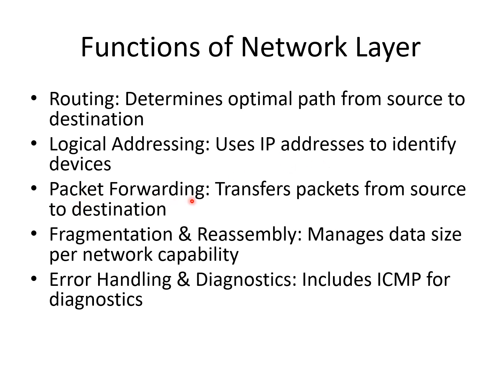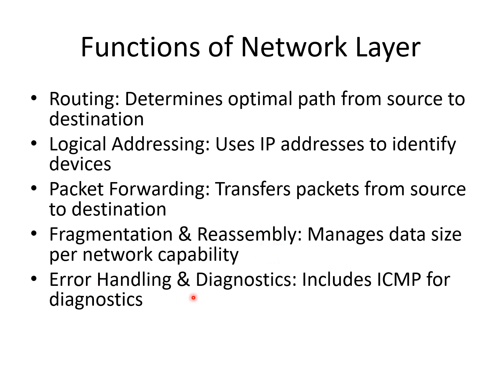Next one is packet forwarding. Packet forwarding basically transfers packets from source to destination. Network layer basically converts the data in the form of packets, and these packets transfer the data from source to destination. Next one is fragmentation and reassembly. Fragmentation and reassembly means managing data size per network capability. That means once the data is received at the side of receiver, then these data packets are reassembled.